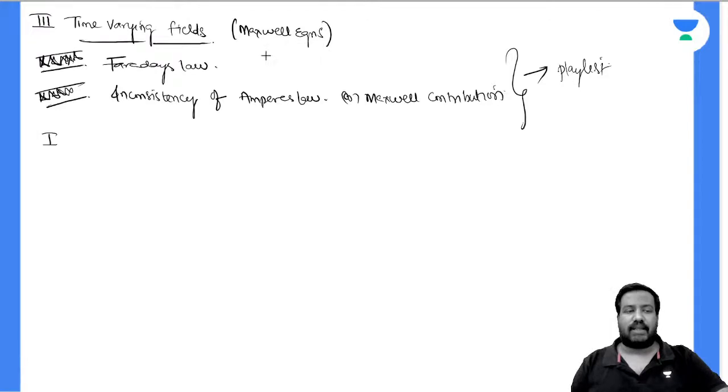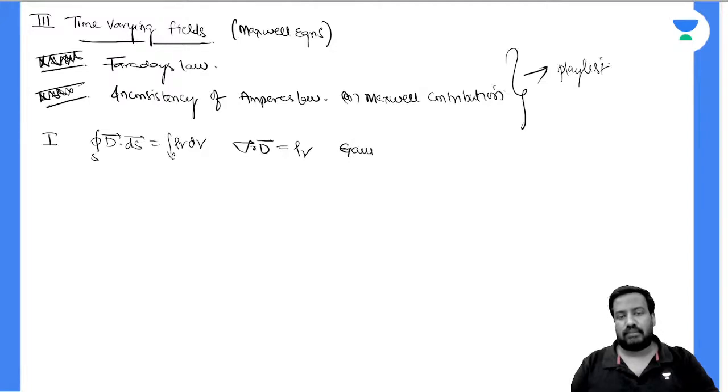Equation 1, no change. Closed surface integral of D dot dS is volume integral of rho v dv. Del dot D is rho v. Gauss law for electrostatic fields.